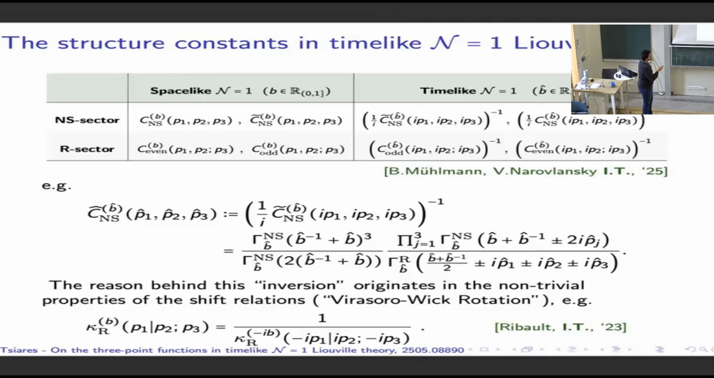Just to be completely explicit, this one here, for example, is explicitly written in terms of the Barnes double gamma function, or these gamma_NS and gamma_Ramond.